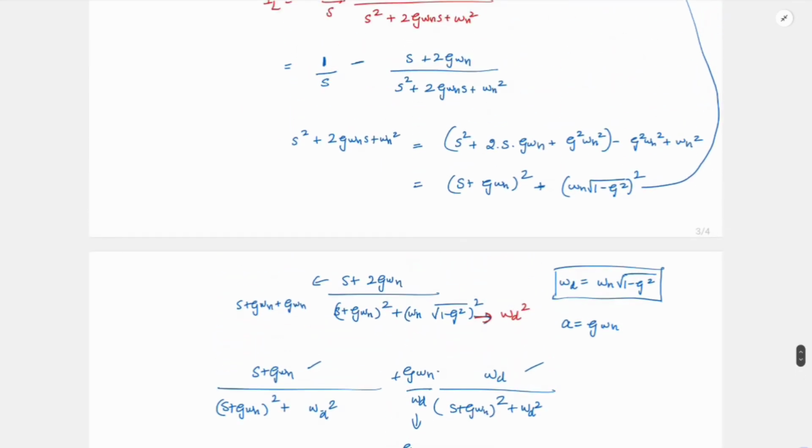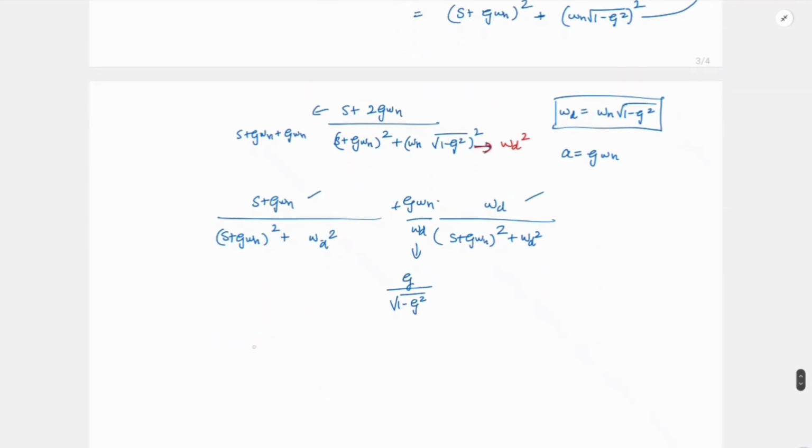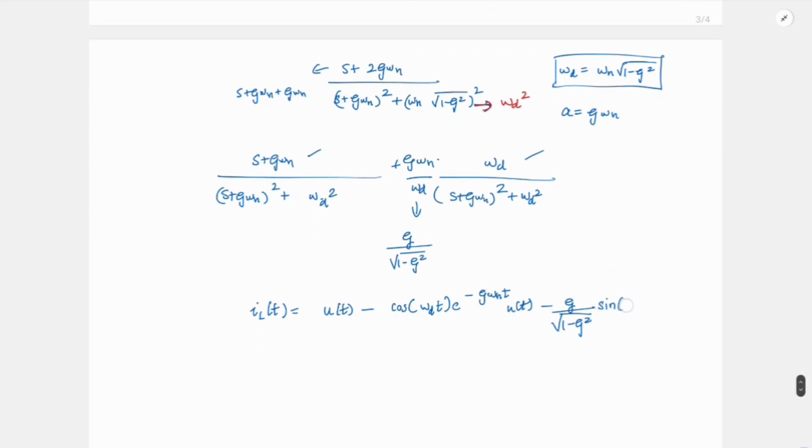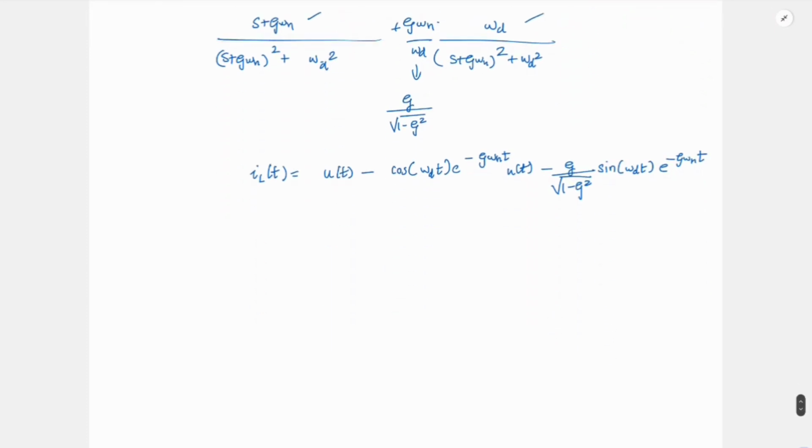So if I go back here, I have 1 by s minus of this term, right? So my i(t) will become u(t) minus cos of omega d t e power minus zeta omega n t, u(t), minus this factor zeta by root of 1 minus zeta square sine of omega d t e power minus zeta omega n t. So this is your transient response for an underdamped system.